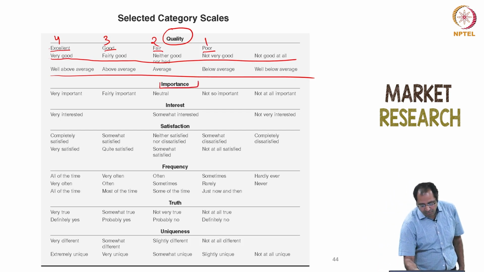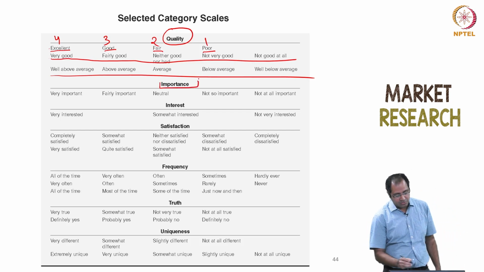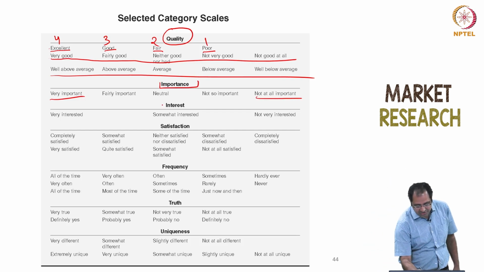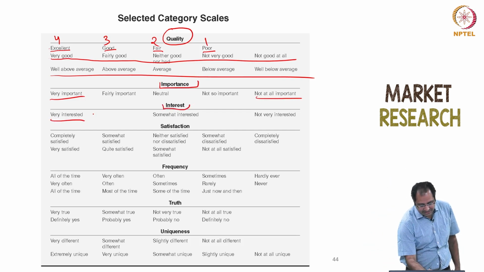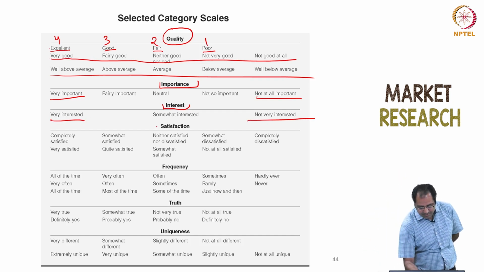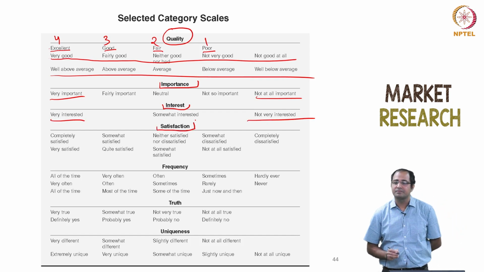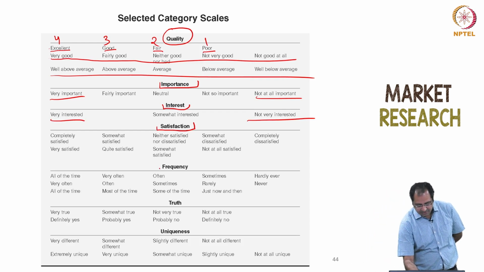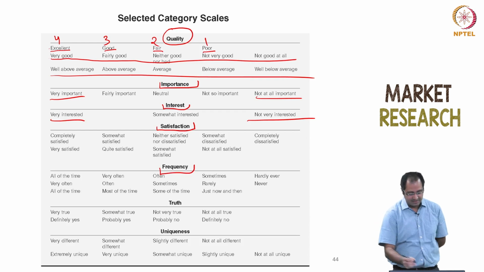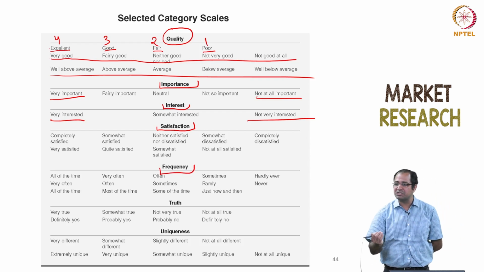If you are measuring importance, you can use very important to not at all important. If you are measuring interest, very interested to not very interested, a continuum. If you are measuring satisfaction, completely satisfied to completely dissatisfied. Frequency: again, the question about yawning, if we are asking about such behaviors.